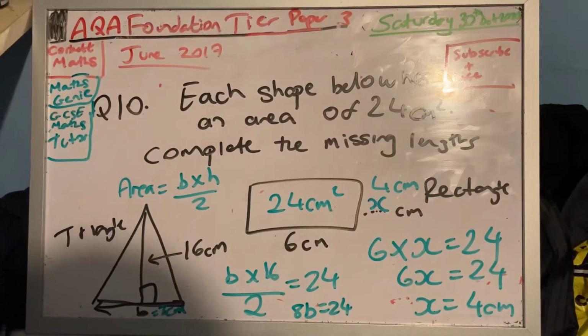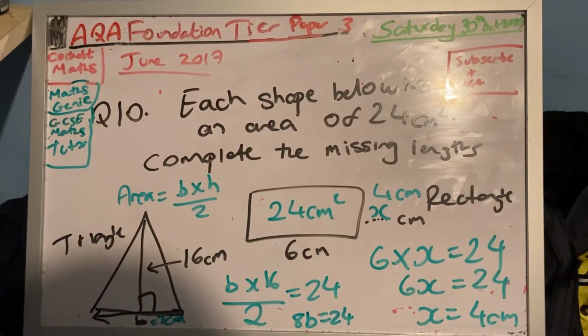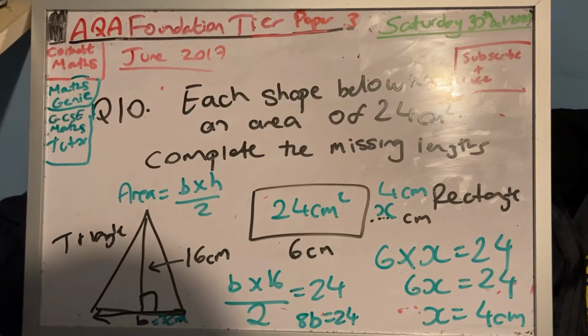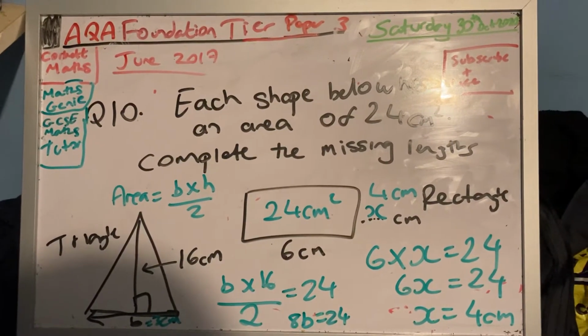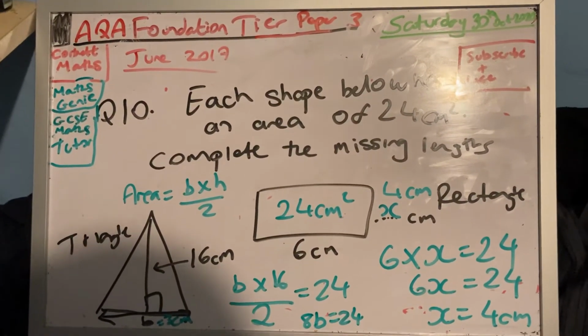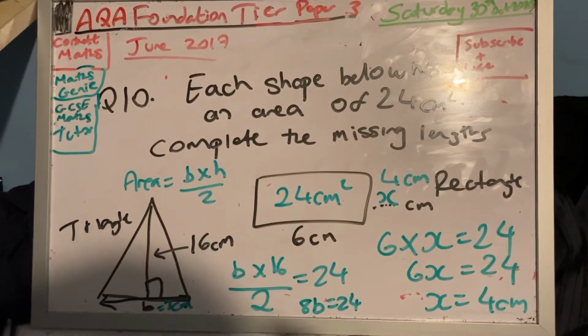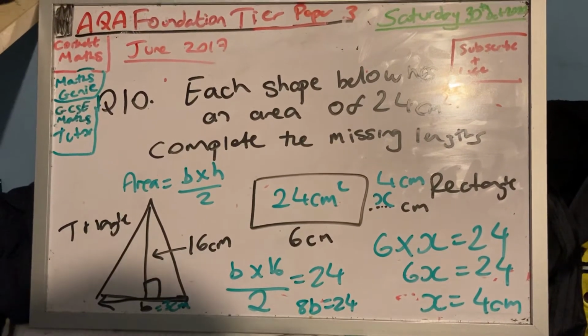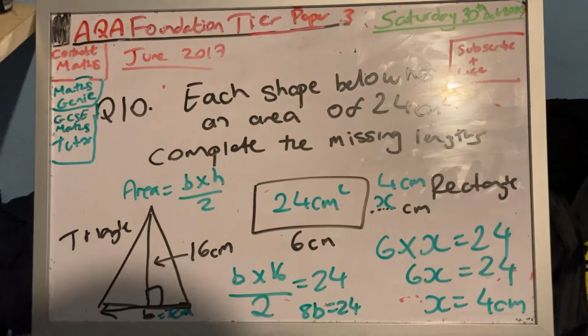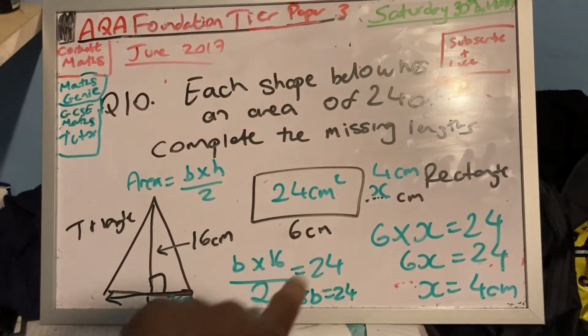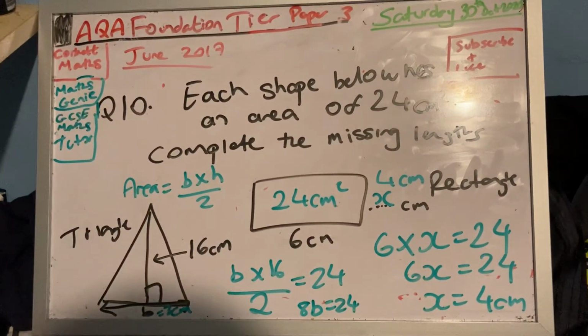Right guys, this is question number 10. It says each shape below has an area of 24 centimeters squared. Complete the missing lengths. So we've got a missing width for the rectangle and a missing base for the triangle.